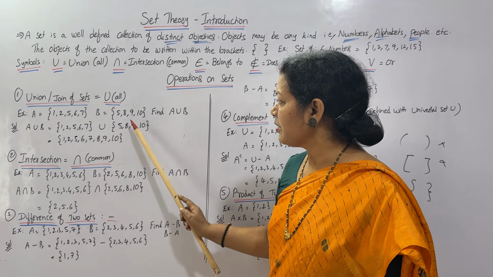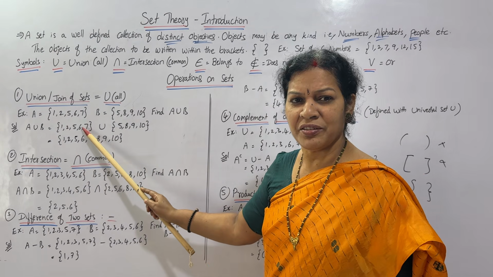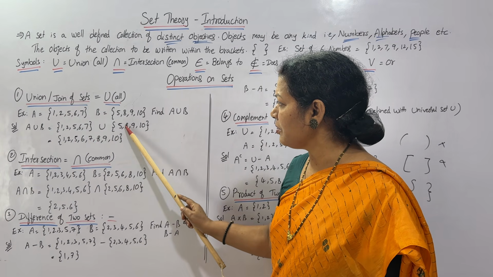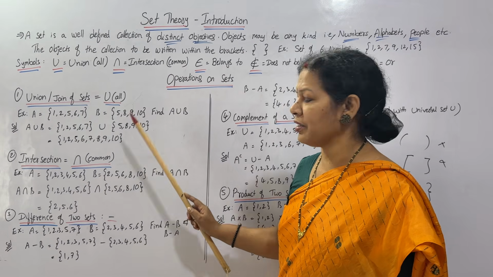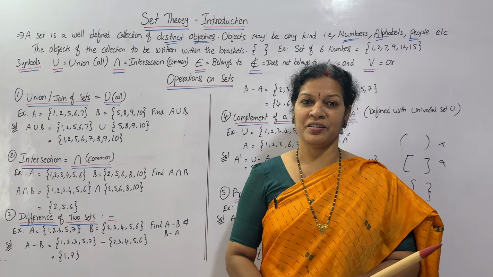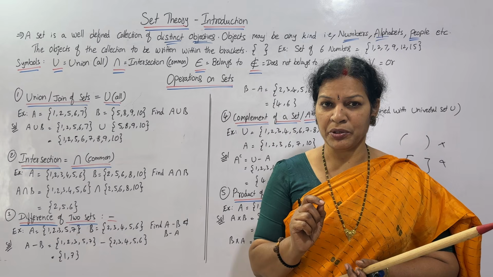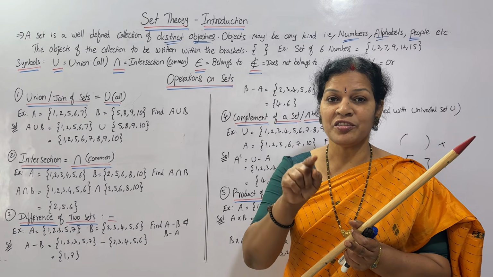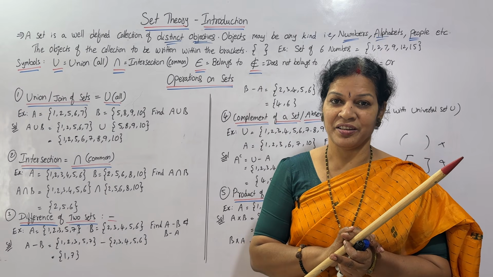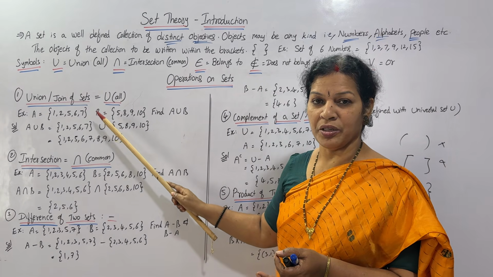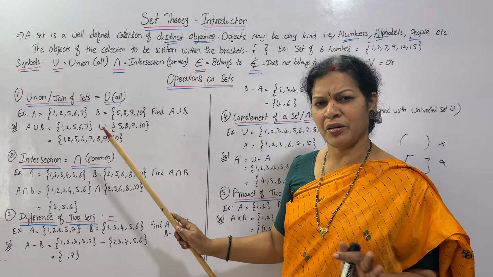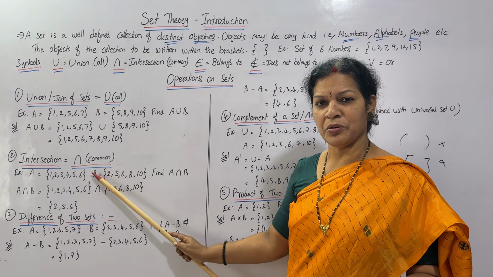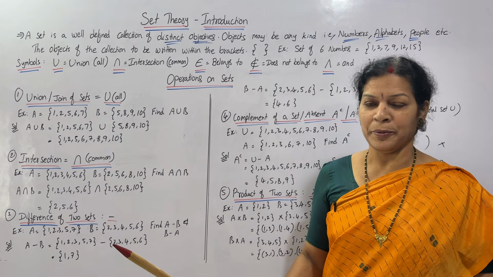Then 6, though it is not in B, it is there in the A set, so we write 6. Then 7, 8, 9, 10. A double time we don't write. Remember, this is important: double time we don't write. Wherever it is there, we include it in the answer because it is union. We are finding the union. Am I clear? This is union, or you can say a joint of sets. All elements from the A set and B set together we have taken. This is A union B.